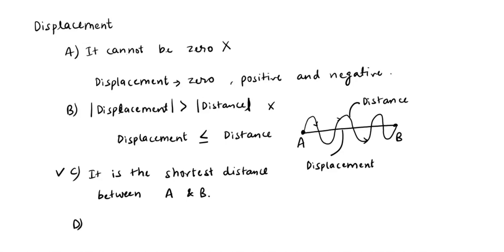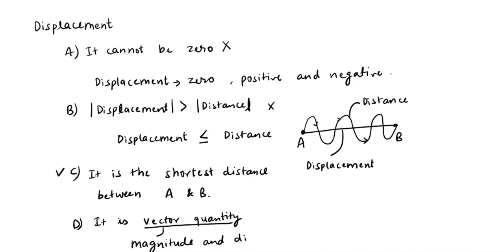Now moving on to part D, it says that it is a vector quantity. So displacement is a vector quantity. It is correct because what are vector quantities? Vector quantities are those quantities which have magnitude and direction. Displacement has both magnitude and direction, so it is a vector quantity. This statement is also correct. So the correct statements are C and D. These both are the correct statements for the case of displacement.